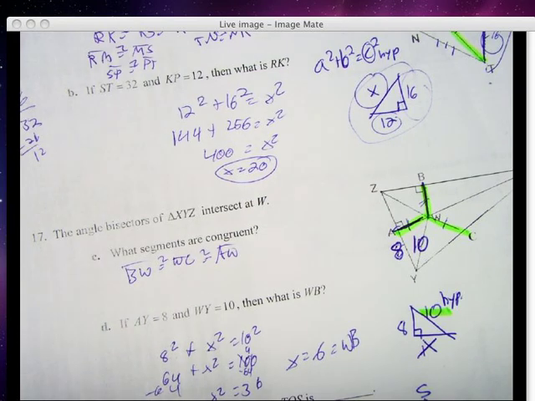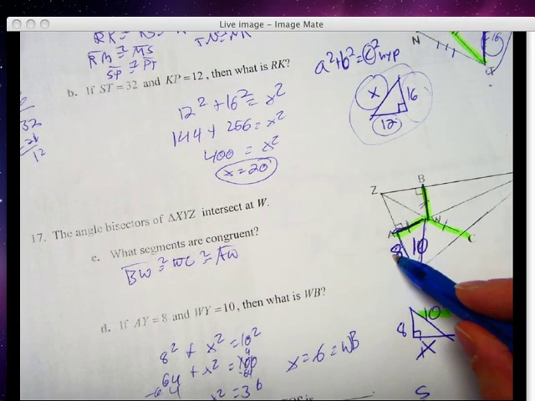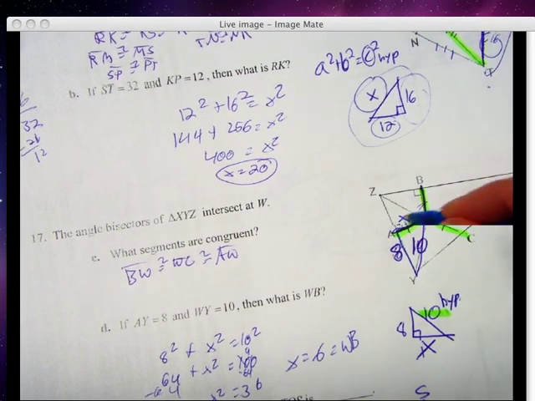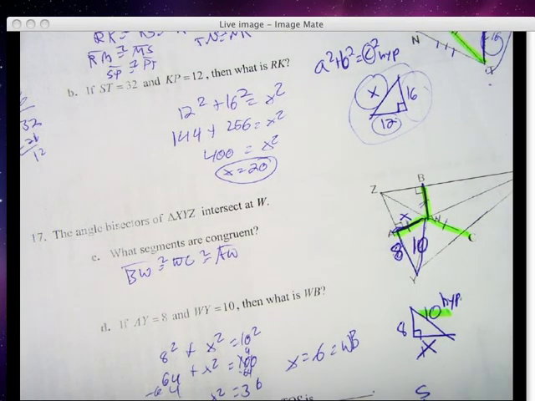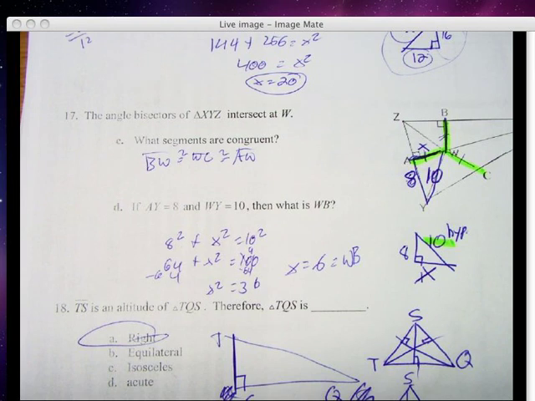What is the hypotenuse if I'm drawing a triangle? If I take this right triangle right here, 8, 10, or x, which one's the hypotenuse? 10, because it's across from the 90-degree angle, and it's also written on the paper. So I set up my Pythagorean theorem. 8 squared plus x squared equals 10 squared. Square them, subtract. X squared equals 36. Take your square root. 6 is WB.